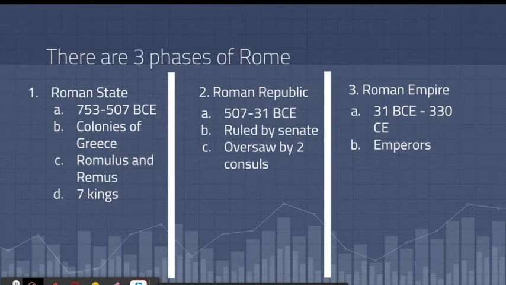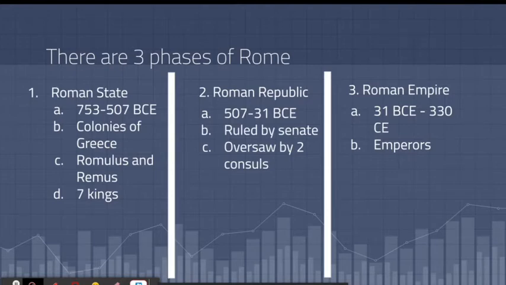And at that time, Rome was pretty much populated by colonies of Greece. Okay, we'll talk a little bit more about that in this coming slide. Also, that is when Romulus and Remus were about. We're going to talk about who those two people are as well. And during the Roman state, there were a total of 7 kings.